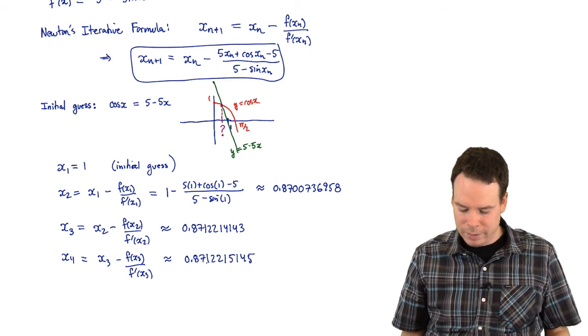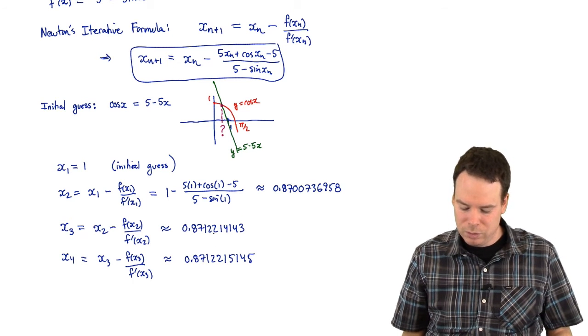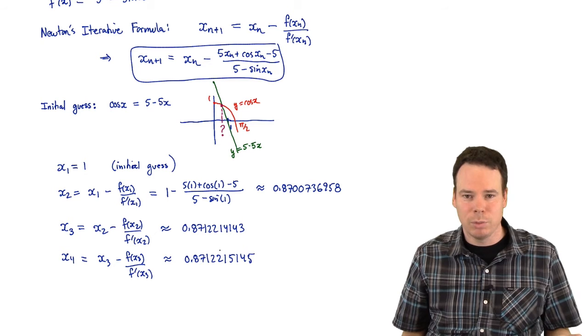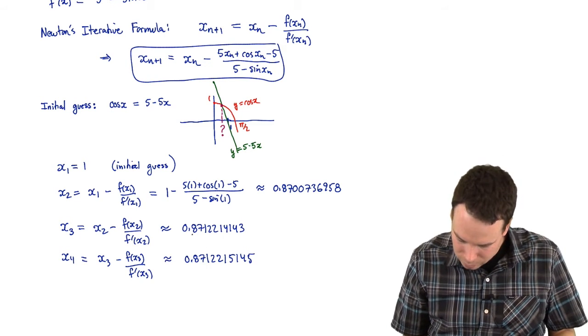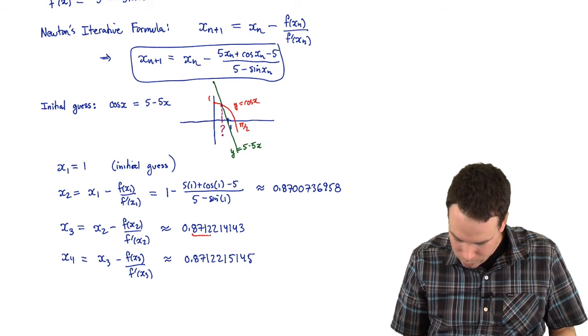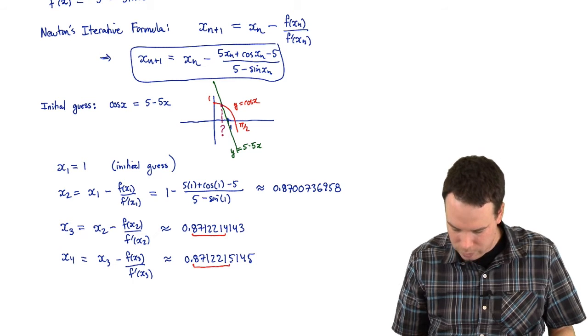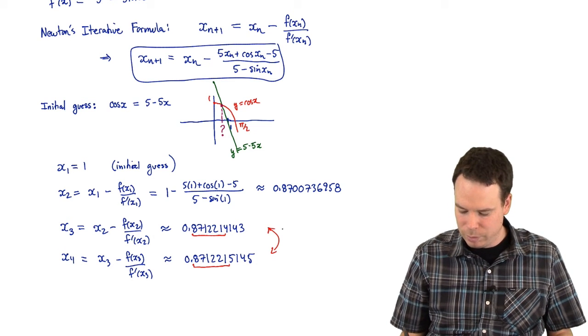But we're going to use that result that I outlined on the last page. If two successive iterations agree to 6 decimal places, then you know you've got the answer up to 6 decimal places. So let's just look. 871221, 871221. So they agree to 6 decimal places.